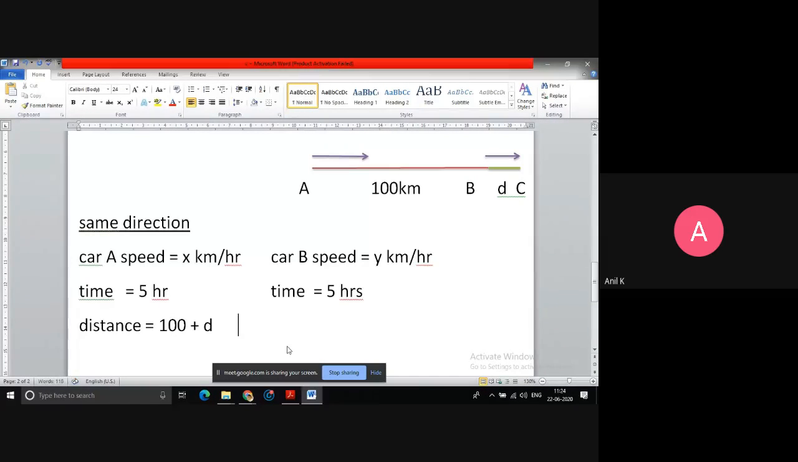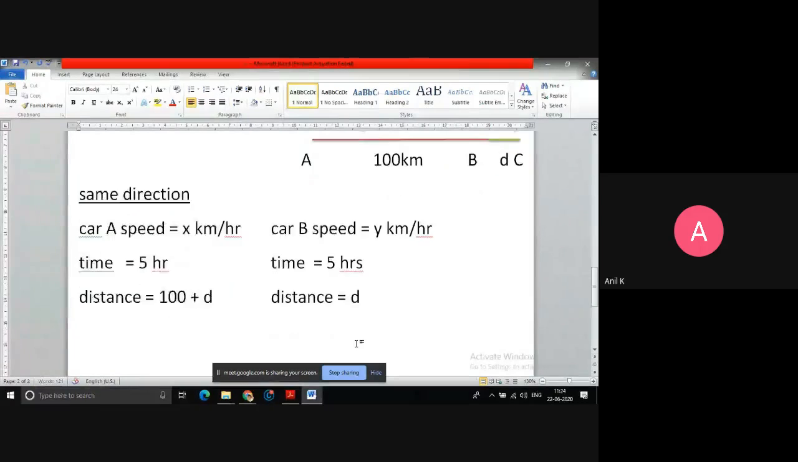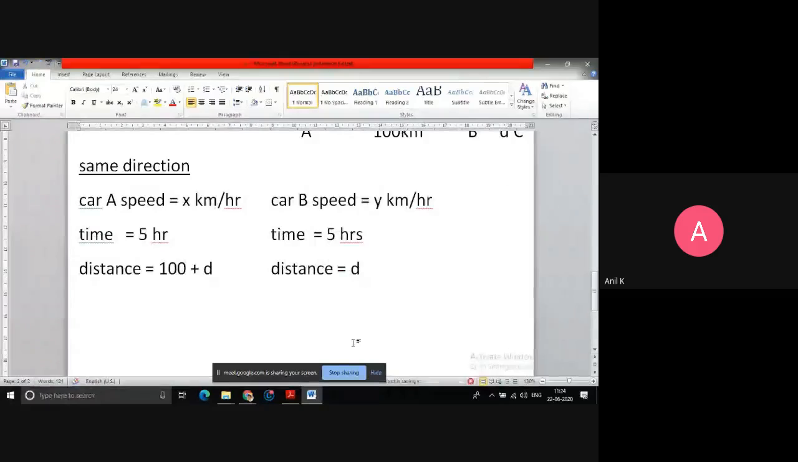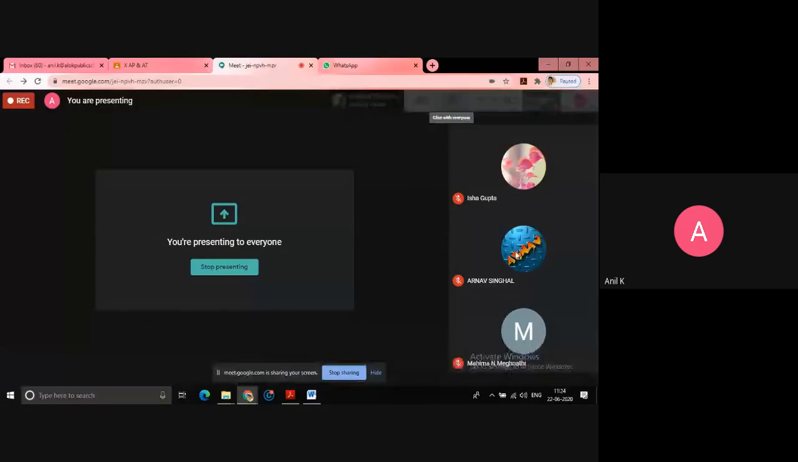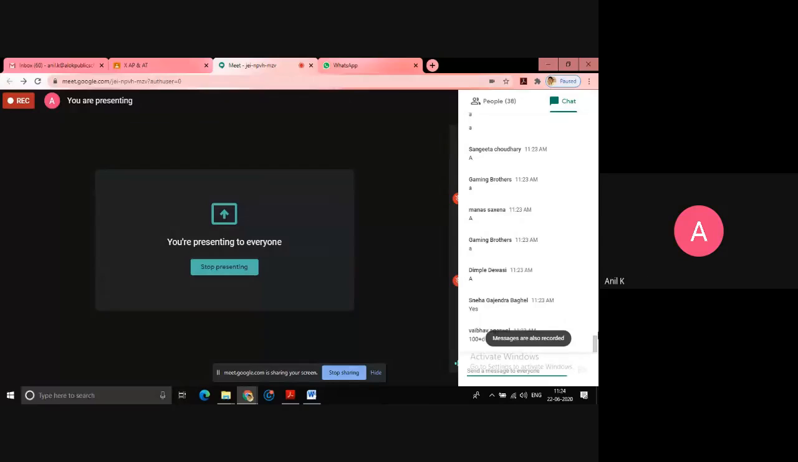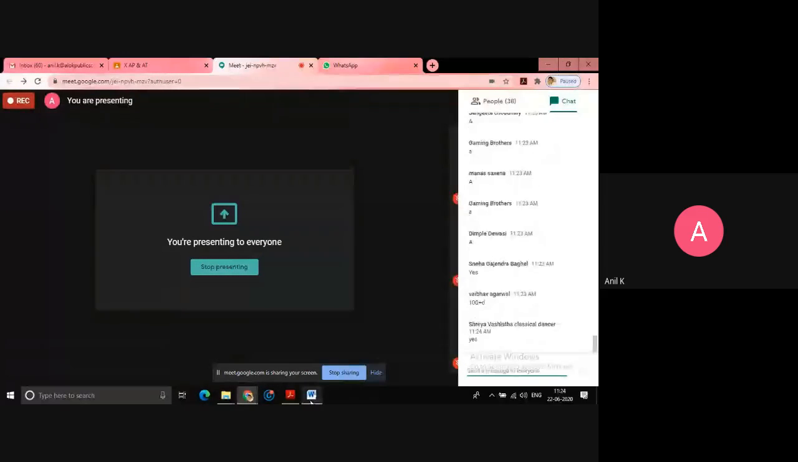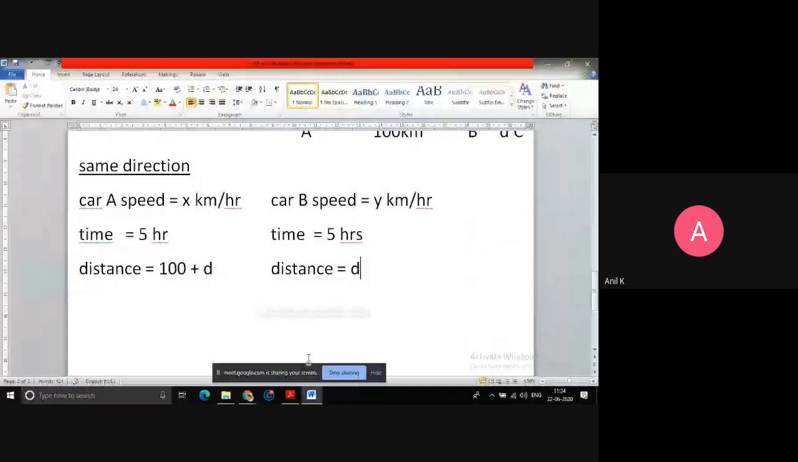What about the distance traveled by car B? B is traveling how much distance? D. Can I say B is traveling only D kilometers? Yes, students, you can type yes or no. Let me check if anybody types. Yes, sir. Good. Everybody is typing the correct answer.